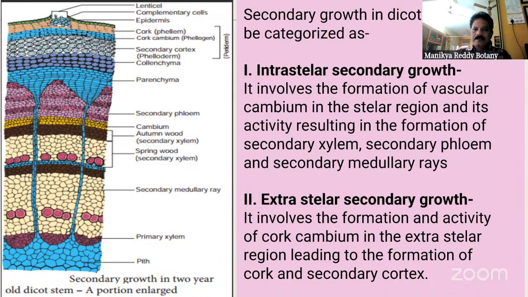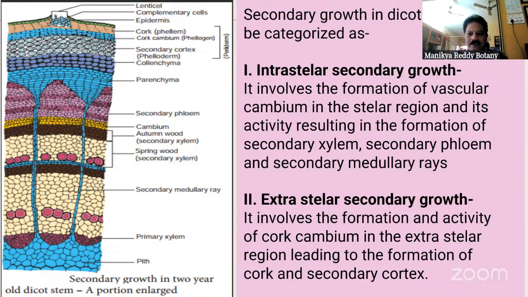Okay. How many types of secondary growths are there? The first one is intrastellar secondary growth. The next one is extrastellar secondary growth. Intrastellar secondary growth is initiated by vascular cambium. Vascular cambium is formed by the cambium present between xylem and phloem. And primary medullary ray cells also become meristematic. As a result, a ring of cambium is formed inside the stele.